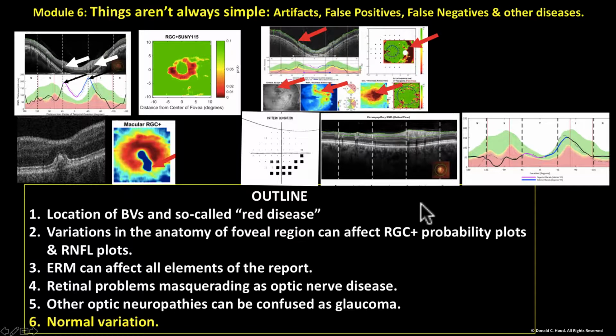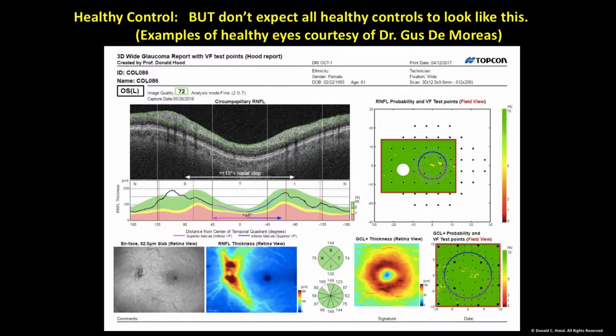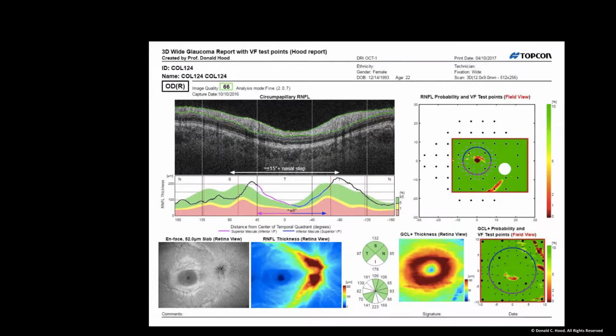Okay, point number 6, normal variation. So here's an eye that is clearly healthy. Everything looks normal. But you don't expect all healthy control eyes to look like this. And let me give you some examples that have been provided to me by courtesy of my colleague, Dr. Gus De Moraes. So in this particular case here, you have this defect.